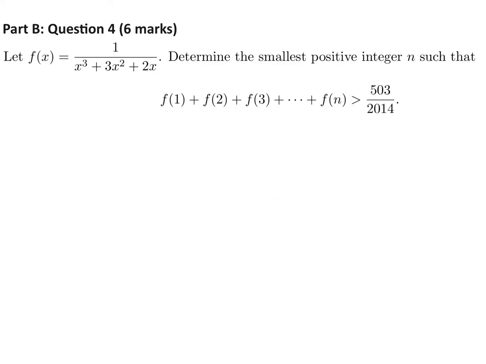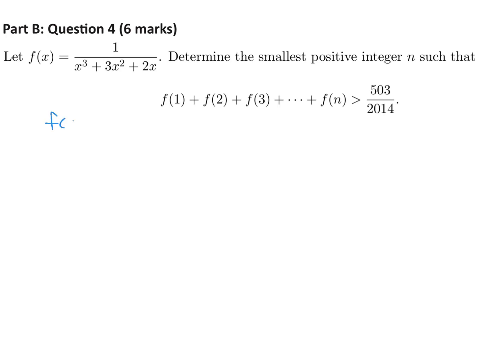Let f(x) be 1 over x^3 + 3x^2 + 2x. Determine the smallest positive integer n such that f(1) + f(2) + f(3) + ... + f(n) is greater than 503 over 214. Well, let's break this up first.